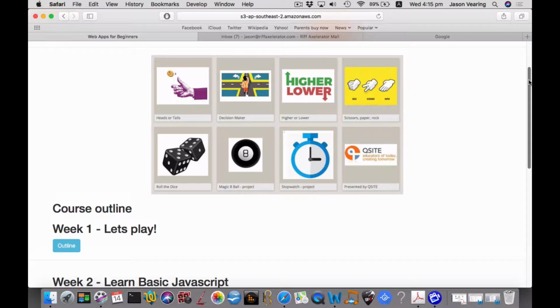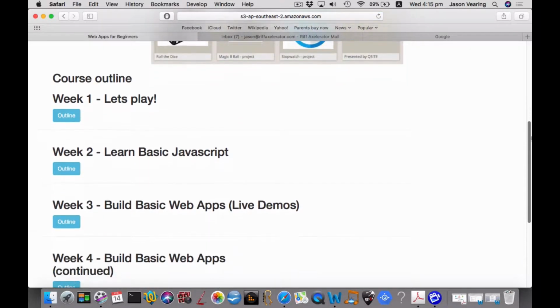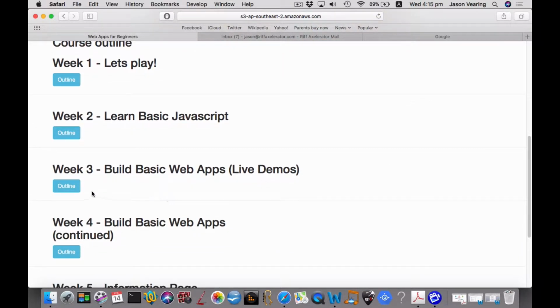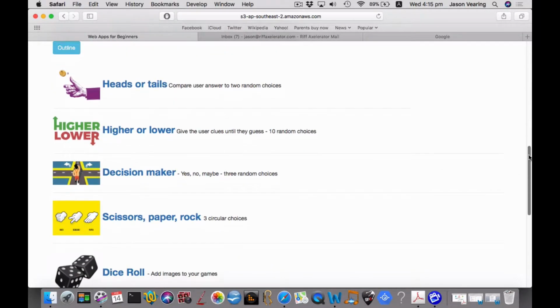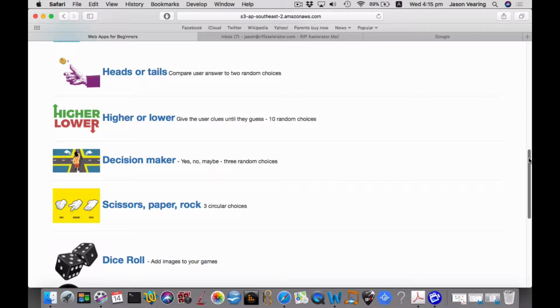So I'll just quickly show you the apps that we're looking to make, which I'm expecting around about week 3 or 4. So they're just simple games: heads or tails, higher or lower, decision maker. You could probably intuitively work out what they do.